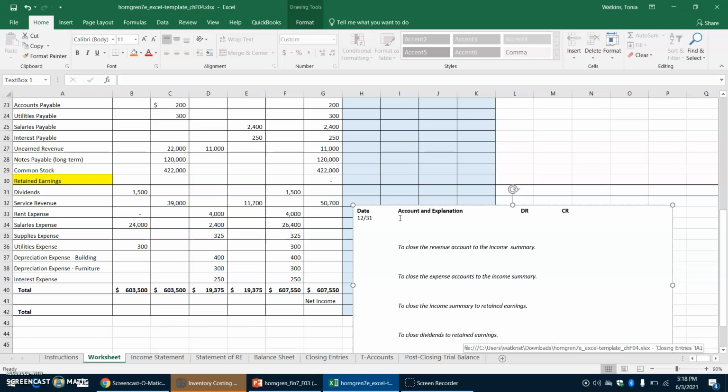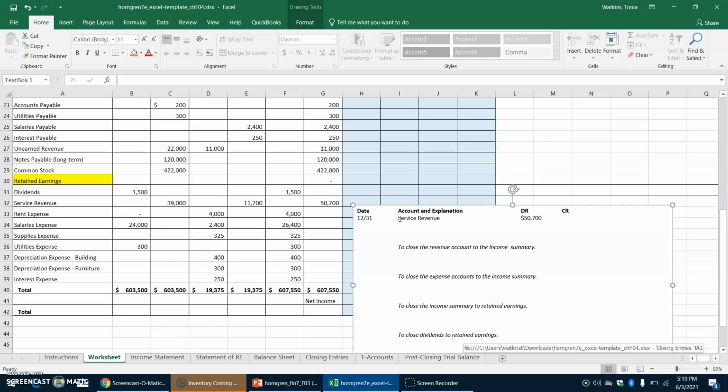To close it, I'm going to do the opposite of its normal balance. So ask yourself, what's the normal balance of any revenue account? It's a credit. When it goes up, we credit that account. So now we want it to go down, right? Because we want it to zero. So we're going to do the opposite. We debit. Okay, so service revenue, debit, 50,700.